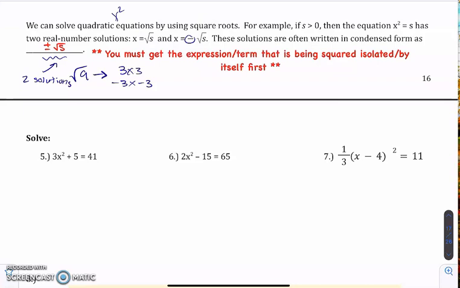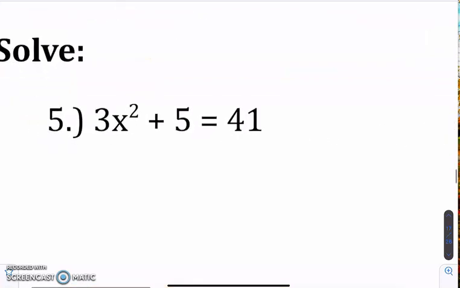But that's really all you do to solve square root equations: you undo the square exponent with a square root. So when we look at trying to solve some examples, the only thing we have to keep in mind is that you have to get the expression that's being squared by itself first before you can undo it and take the square root. So when we're looking at example 5 on the next page, we want to get this by itself.